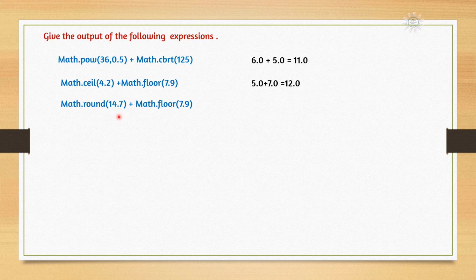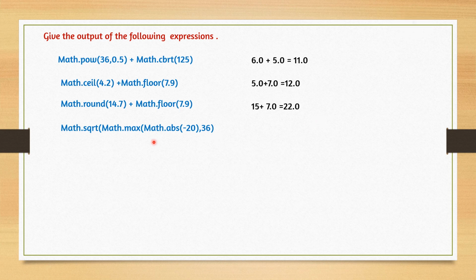Round: if it is 0.5 and above, it goes to the next number, so 14.7 means 15. Here, Math.round's return type is long, so the answer will be 15. And Math.floor of 7.9 means the answer will be 7. Here we are combining the functions. Math.floor returns a double, a decimal number, so the answer will come in decimal. 15 plus 7.0, the answer will be 22.0.